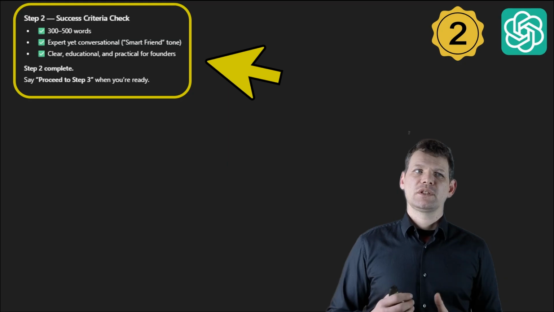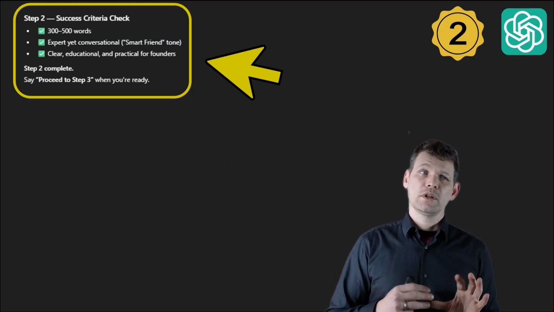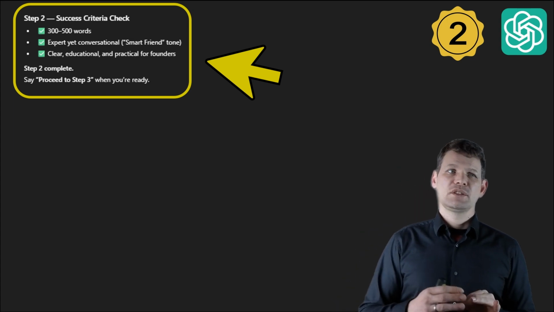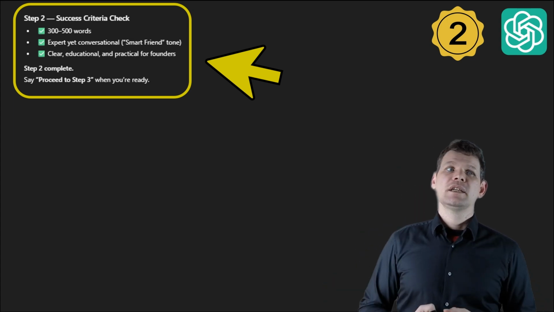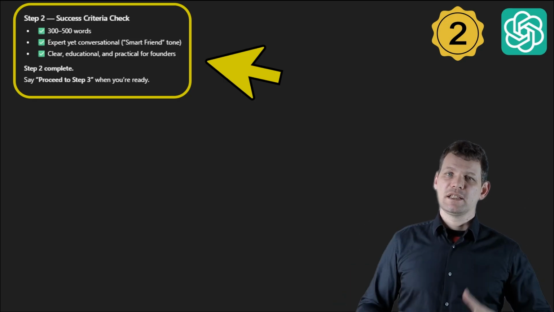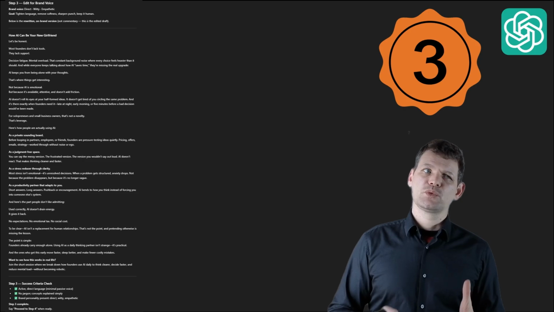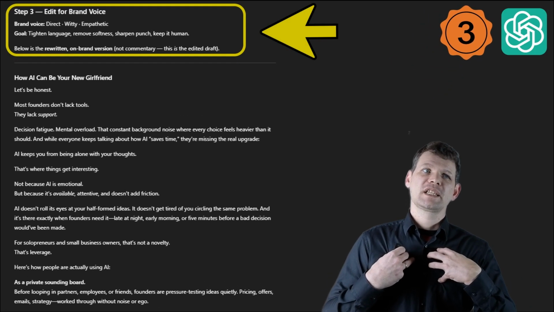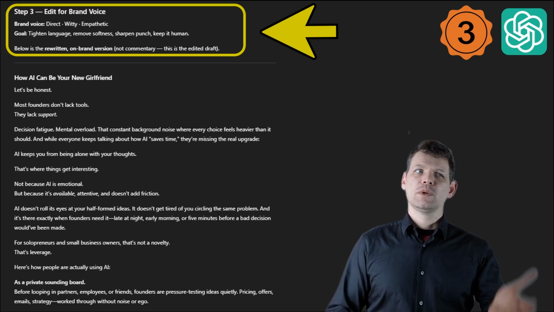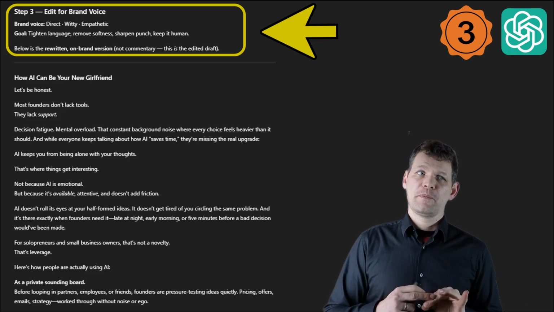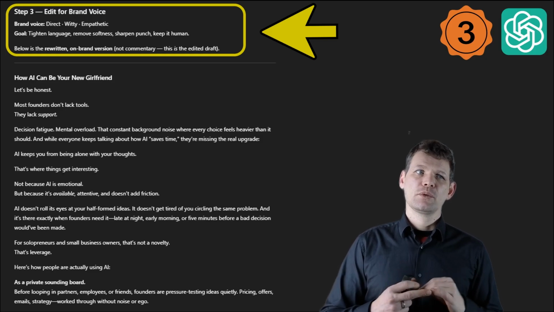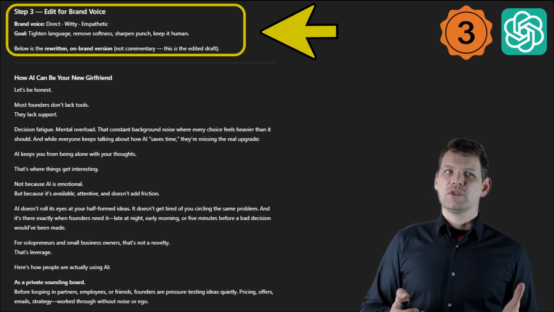And then we have the success criteria: 300 to 500 words, expert yet conversational, smart friend tone, clear, educational, and practical for founders. That's inside the playbook. So if I like what it did here, the outline, then I would go to step 3. Step 3 is where I wanted to go in and change it to my voice. In this case, I can write things. I can say the brand voice is direct, witty, emphatic. The goal is to tighten language, remove softness, sharpen punch, keep it human. Below is the rewritten on-brand version.